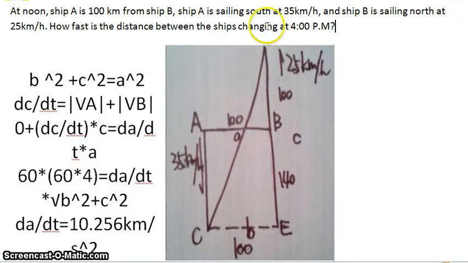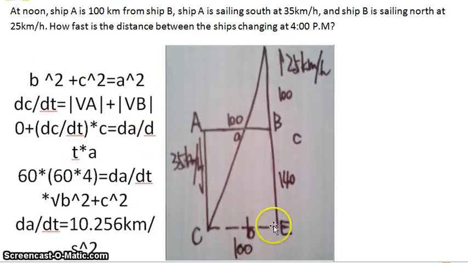I mean, CD is the distance between both ships, and we all know that in this kind of question we need to make a triangle, so we can use it. So it's a right angle triangle, and we can get the answers by putting b squared minus c squared equals a squared, this kind of thing. But we don't know.